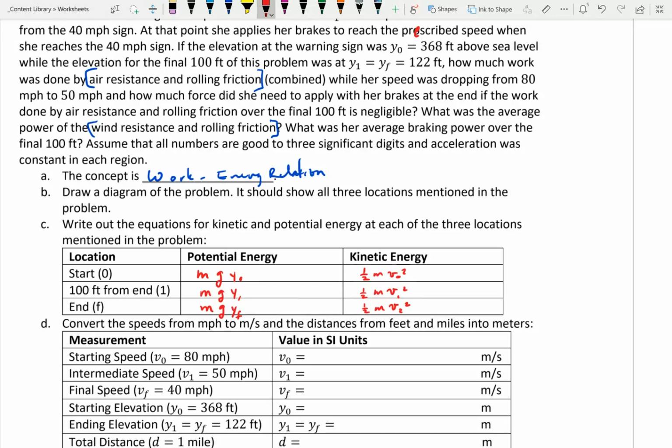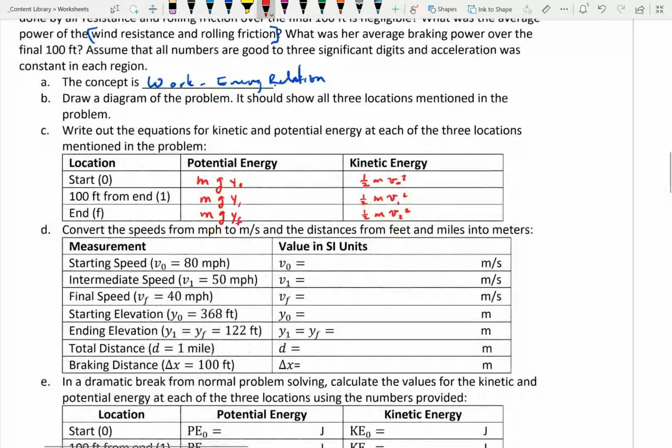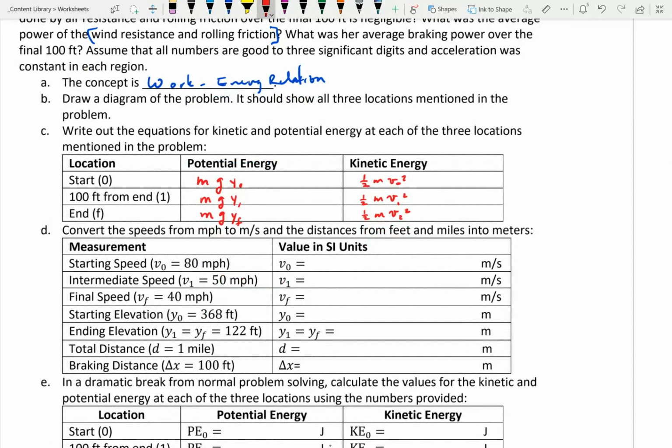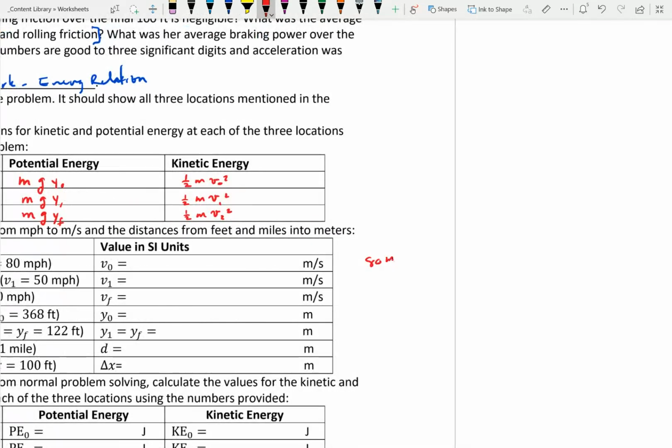Now a bunch of unit conversions. Starting speed of 80 miles per hour. So 1 mile needs to be on the bottom. I need meters on top. So I put MILE. Usually we just put MI for mile to cancel those units. So how many meters are in a mile? Well, some of you will remember 1609 meters in a mile.